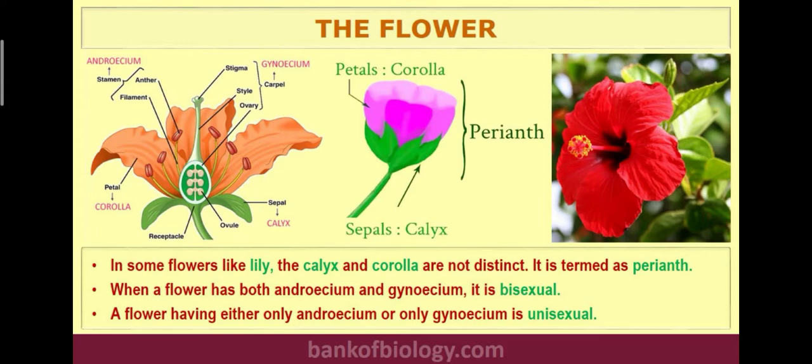When a flower has both androecium and gynoecium, it is bisexual. जब एक ही फ्लावर में दोनों सेक्स ऑर्गन प्रेजेंट हो, मेल एंड फीमेल, then this flower is known as bisexual. And if the flower has either androecium or gynoecium, a single sex organ, then it is called unisexual. This is the common phenomenon which you have learned in class 9, 10th and 11th also. Okay, so unisexual means either the flower has androecium or gynoecium, a single sex organ, and bisexual means in the flower both sexes are present, male and female, androecium and gynoecium.